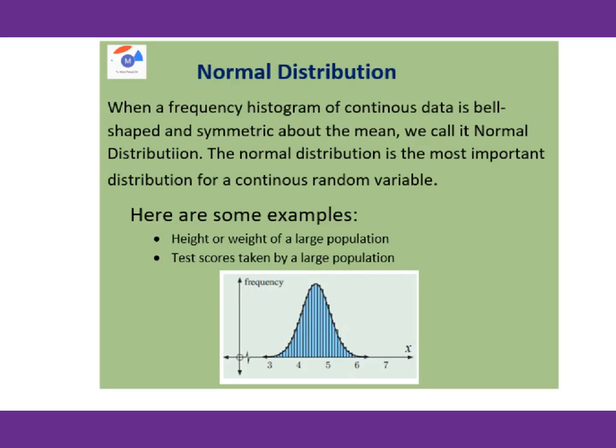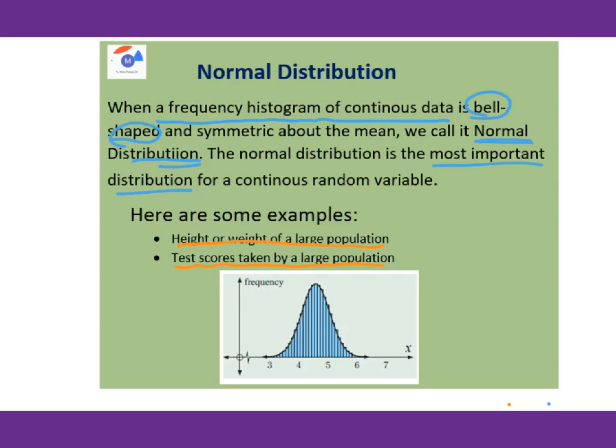This video is about normal distribution. When a frequency histogram of a continuous data is bell-shaped and symmetric about the mean, we call it a normal distribution. The normal distribution is the most important distribution for a continuous random variable. Here are some examples, like height or weight of a large population, test scores taken by a large population.